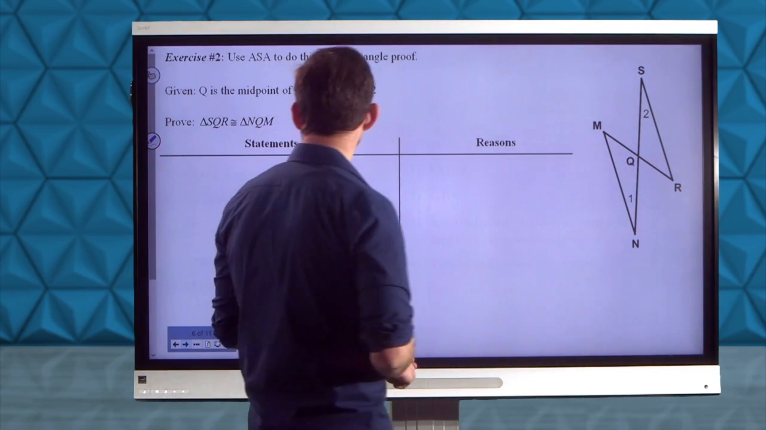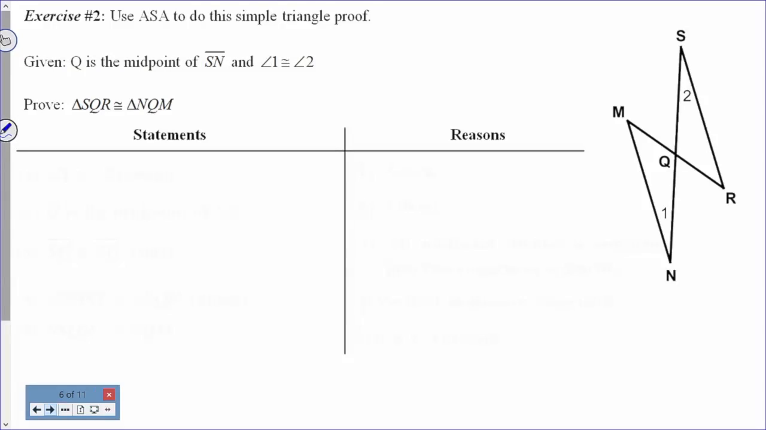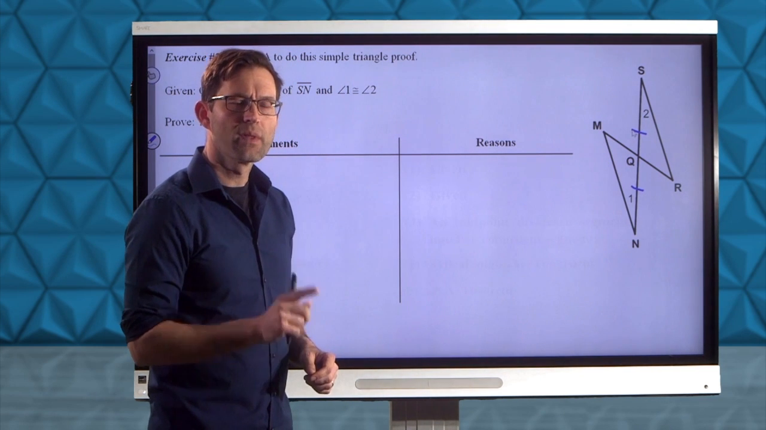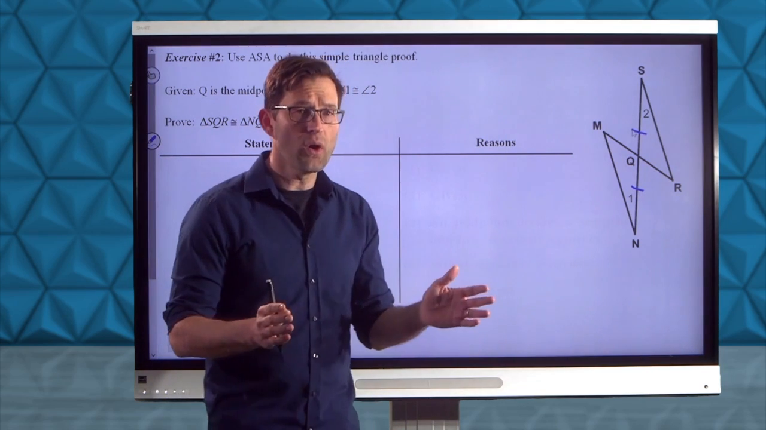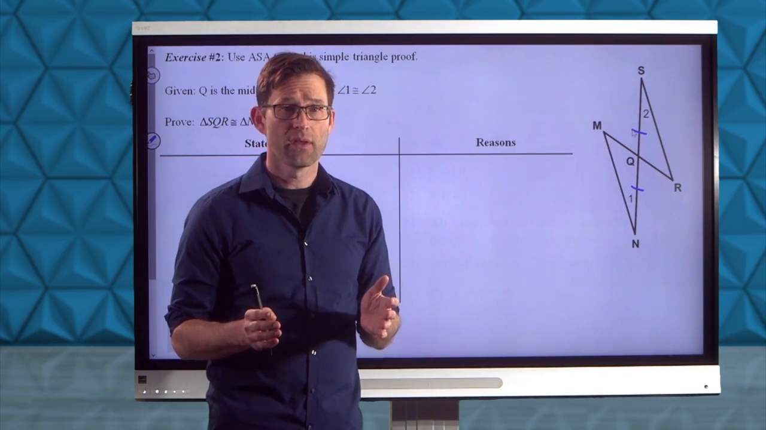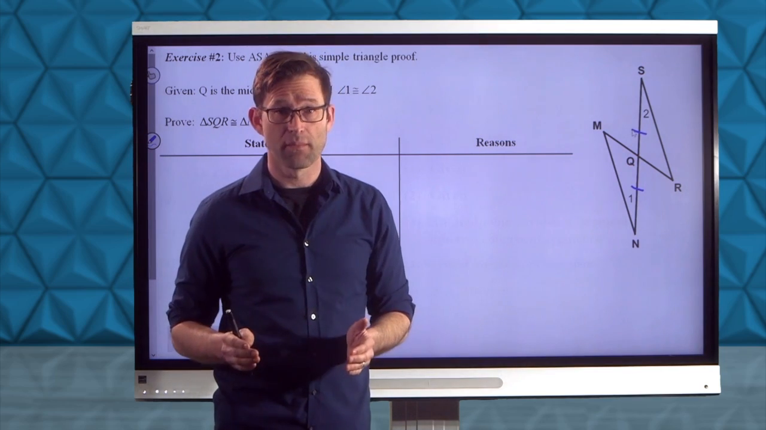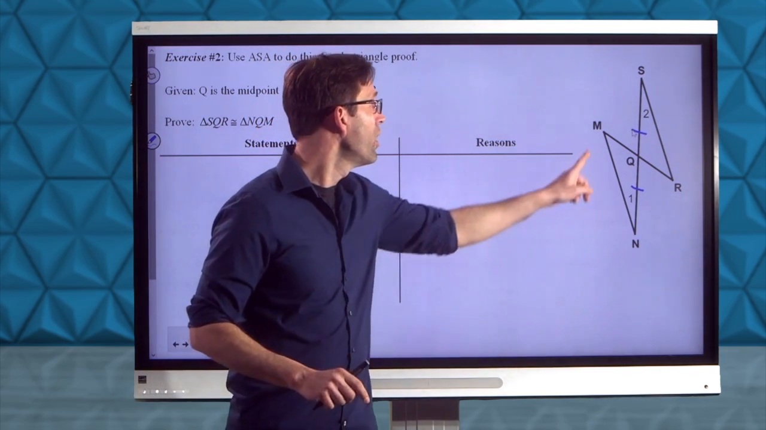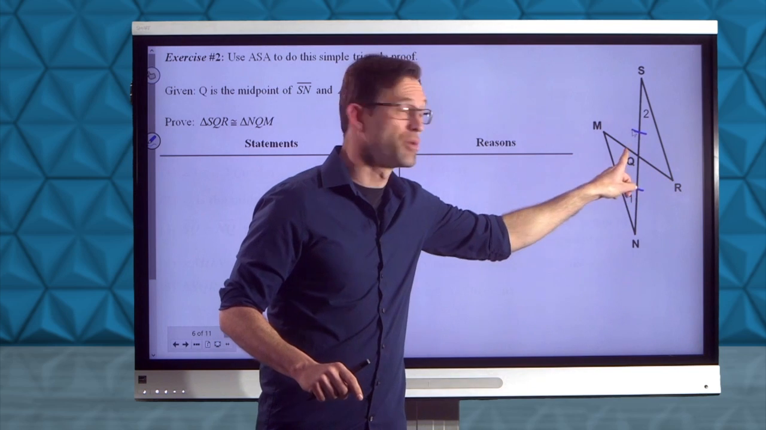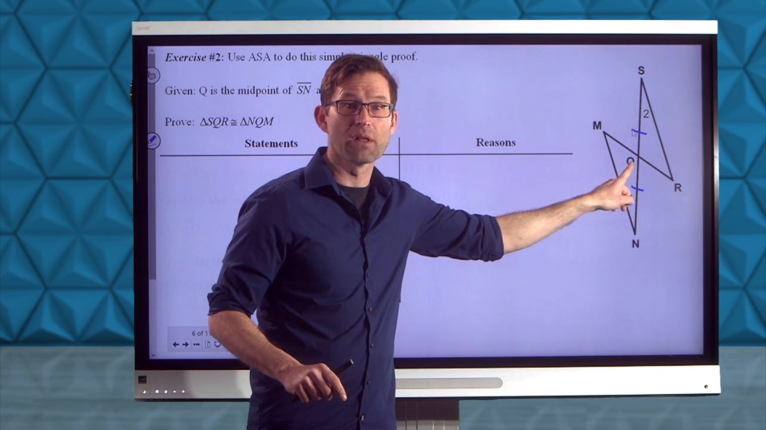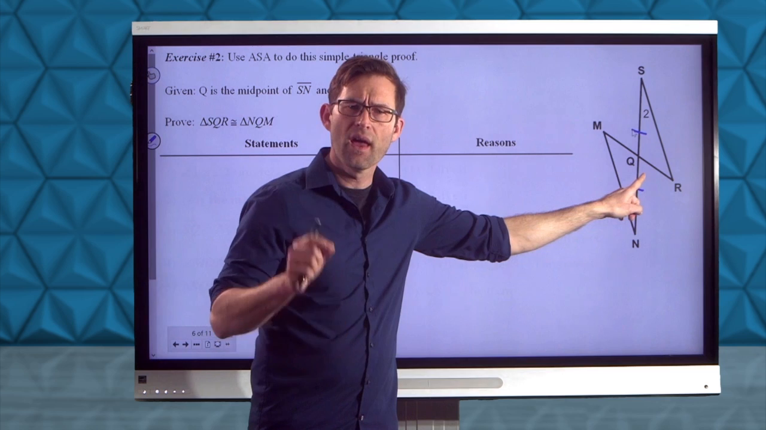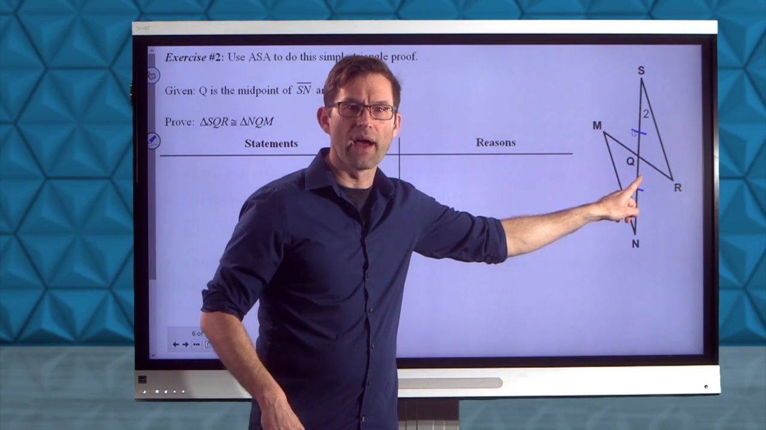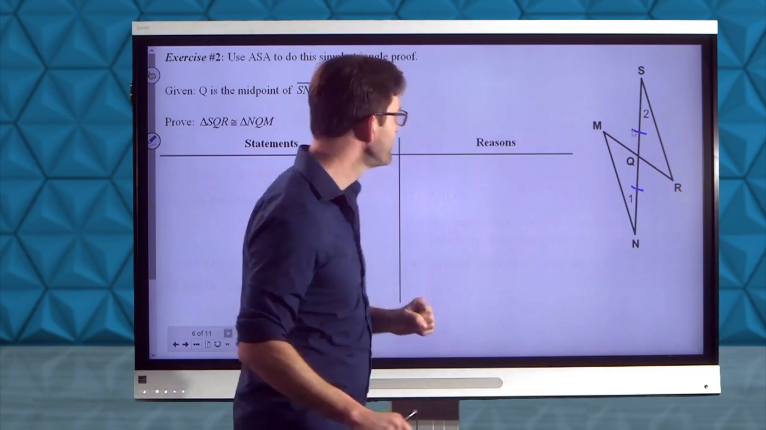So let's do that. Q is the midpoint of SN. What does that tell us? Well, be careful here. It tells us that SQ is equal to NQ. Why do I say be careful? Even though they look like they're the same length, even though they actually are the same length, I do not know that MQ is equal to RQ. I don't know that that segment length is the same as that segment length. And you want to be careful. I don't know that.